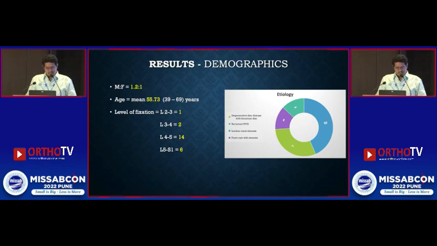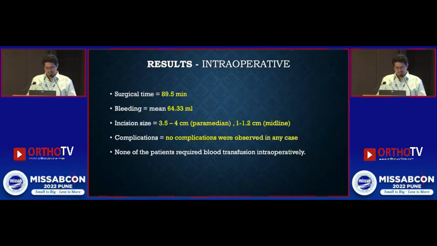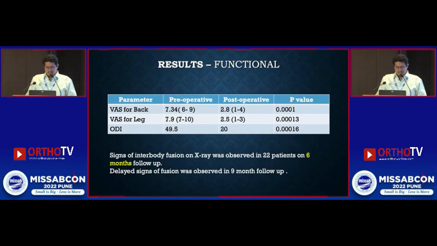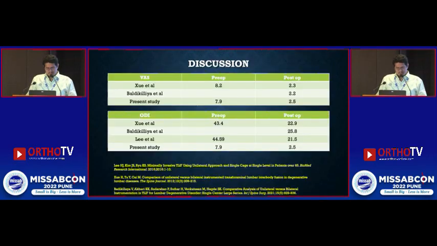The results: we had a 1.2 to 1 male to female ratio. Mean age was 55 years. The most commonly operated level was L4-L5, and the most common indication for surgery was unilateral lumbar canal stenosis having unilateral symptoms. Surgical time was 89 minutes. Average bleeding was 63 ml. Incision size was 3.5 to 4 centimeters, and no complications were observed during the surgery. VAS score improved significantly in leg and back. Oswestry disability index also improved.